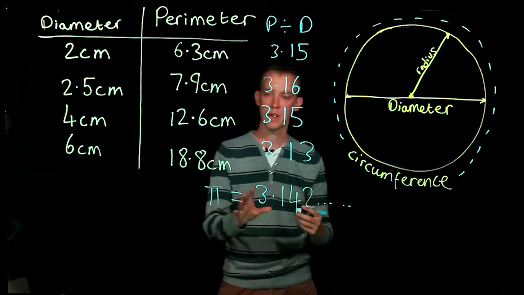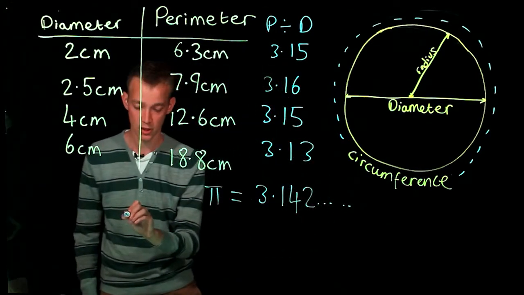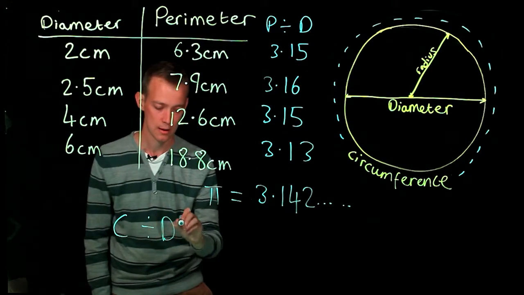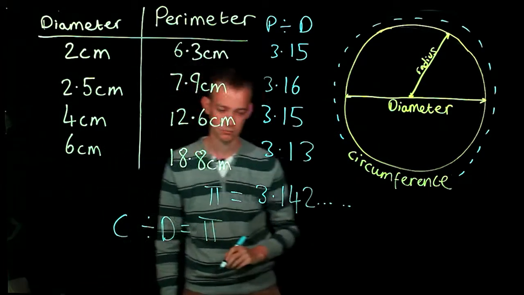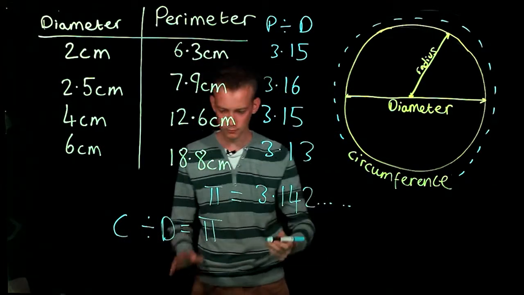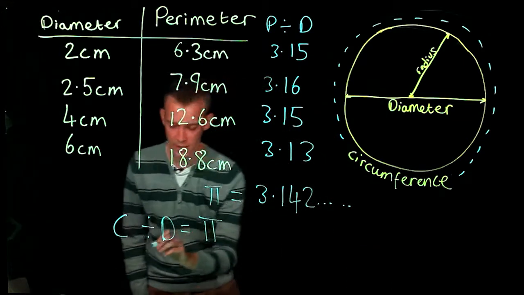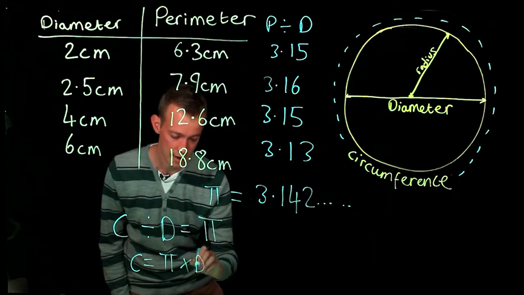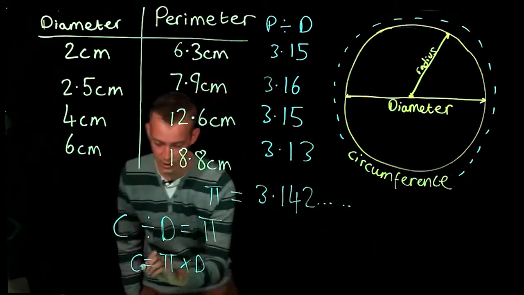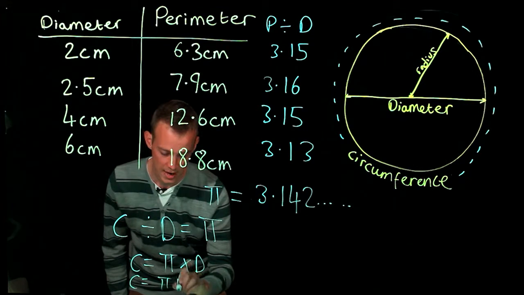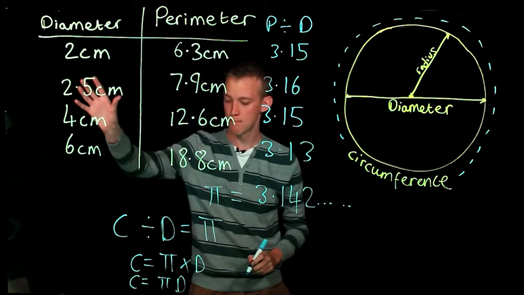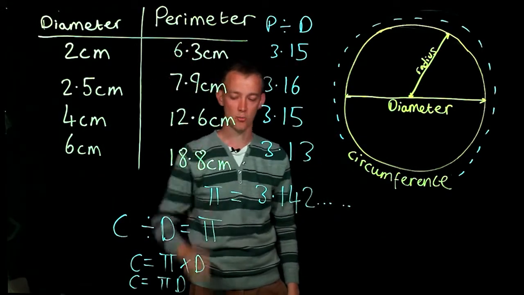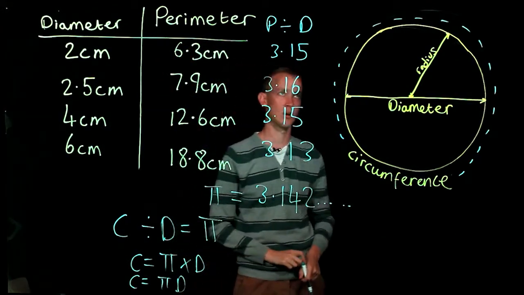What we've seen here then is that the perimeter of my circle, which is called the circumference, divided by the diameter makes this value pi, which is 3.142. That's the same thing as saying that the circumference of my circle is equal to pi multiplied by the diameter. In other words, if I take my diameter, multiply it by 3.142, I'm going to get what my circumference is, or my perimeter.